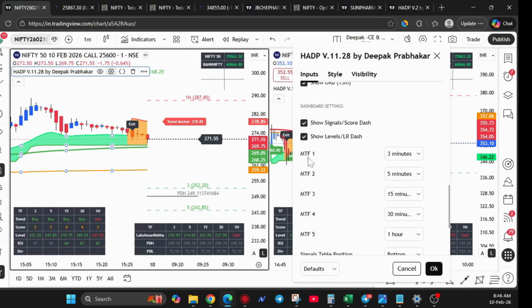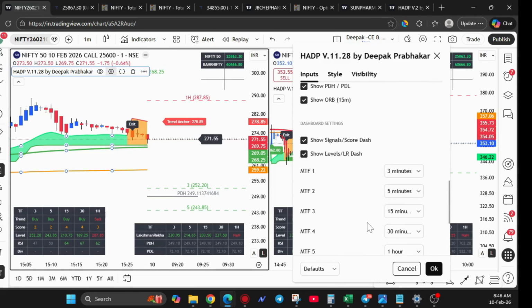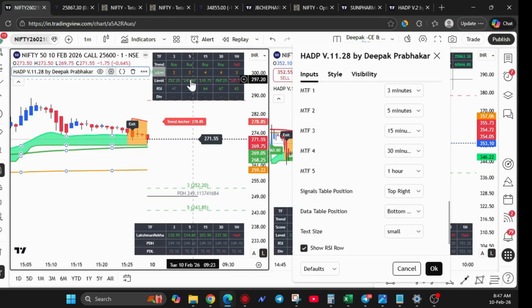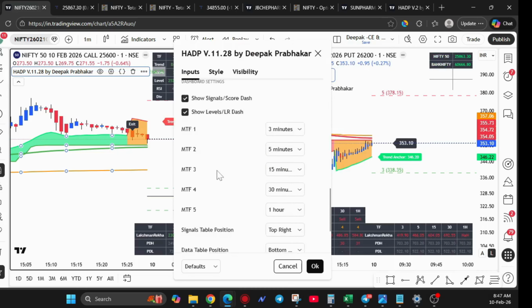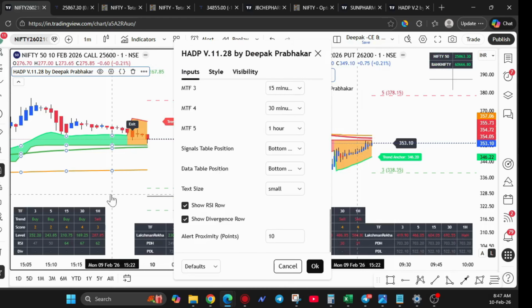Then you have the time frames. I have selected 3, 5, 15, 30, 1 hour as default. You can change the time frames as you want here. And then signals table positioning. Signal table is this. So if I've kept it at left bottom, if I keep it to top right, you will see that this will move here. So you can move it wherever you want. By default, it is at left. Similarly, this one, data table position, which is this.